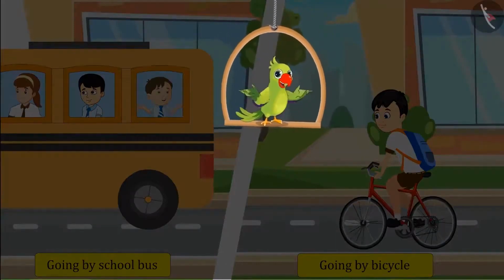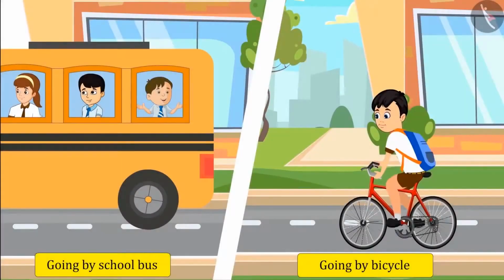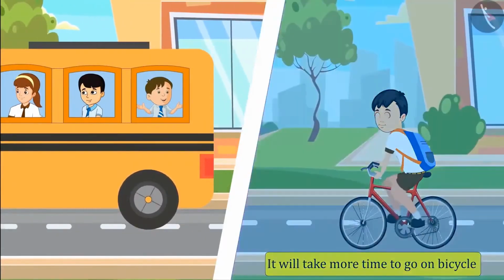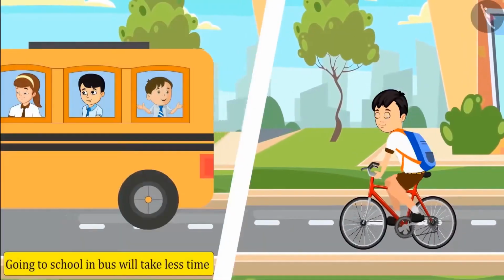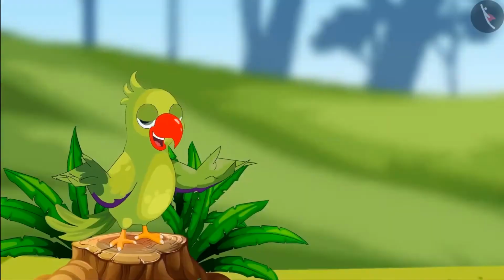Children, what do you think? Which way will Chotu take more time to reach the school? By his bicycle or by his school bus? You have guessed it right. It will take more time to go by bicycle because the bus runs faster than the bicycle.